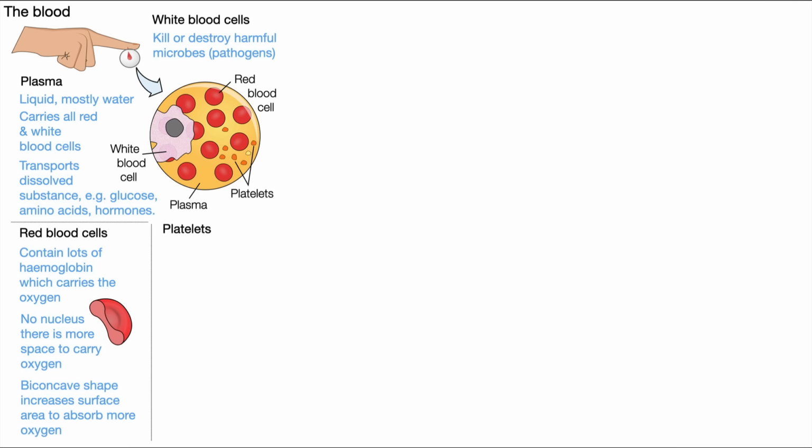We then have these little structures called platelets. These are small cell fragments which help blood to clot. Clots can block wounds to stop bleeding, so they are very important to stop blood loss in case we get injured.